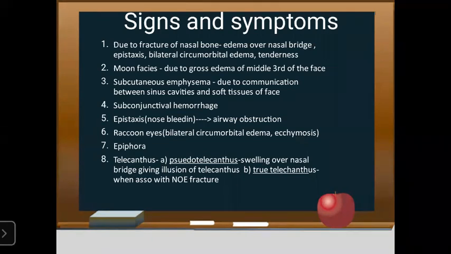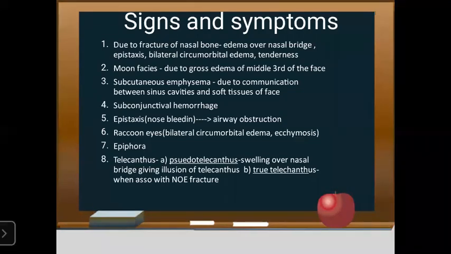Subconjunctival hemorrhage. This hemorrhage is usually present in the medial side of the eye. Epistaxis, which is nose bleeding, can further lead to airway obstruction. Raccoon eyes is the peculiar appearance of this fracture, which is due to bilateral circumorbital edema and ecchymosis. Epiphora, which is the overflow of tears from the face due to inability of lacrimal fluid to drain through the nasolacrimal duct.